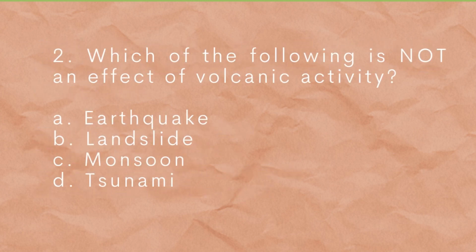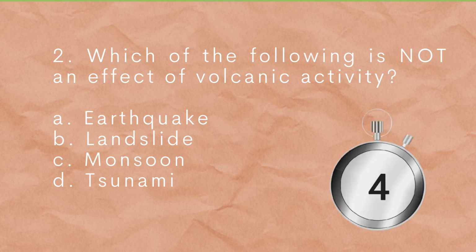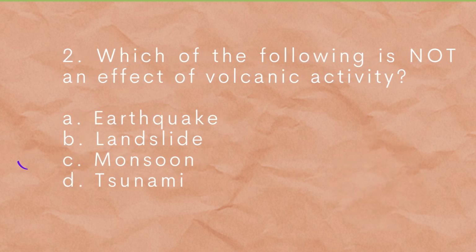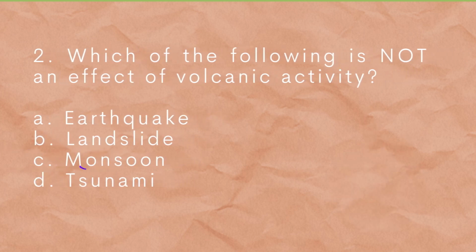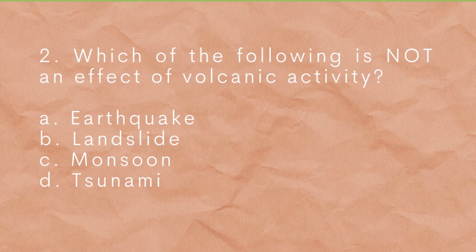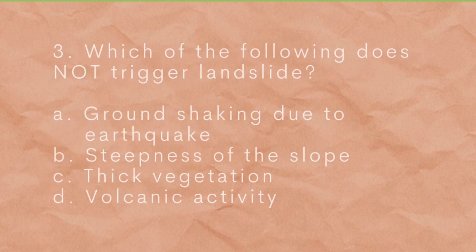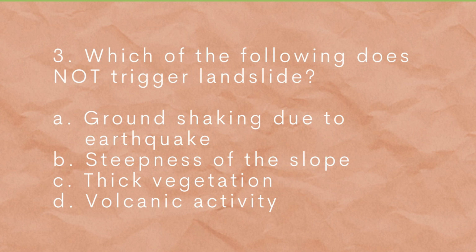Okay, number 2. Which of the following is not an effect of volcanic activity? A. Earthquake. B. Landslide. C. Monsoon. And D. Tsunami. The answer is letter C. Monsoon. Let's proceed to number 3.